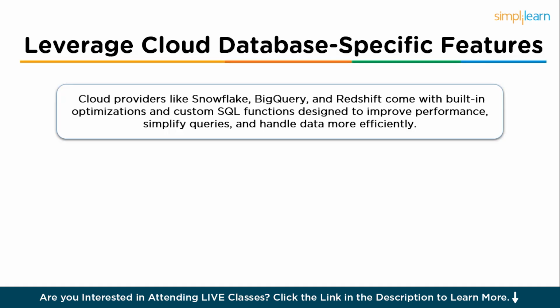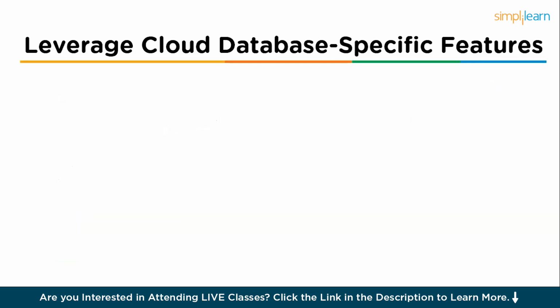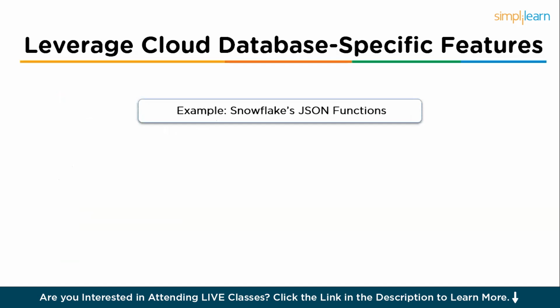Cloud providers like Snowflake, BigQuery, and Redshift come along with built-in optimization and custom SQL functions designed to improve performance, simplify queries, and handle data more efficiently. So why should you use cloud specific features? Because of optimized performance, built-in functions, and cost efficiency. Now let's look at an example, Snowflake's JSON function.